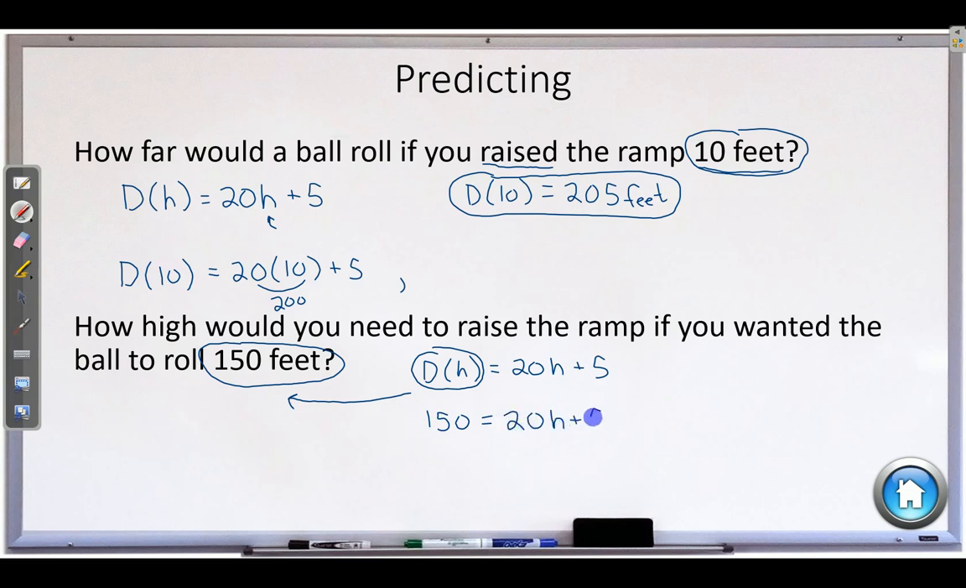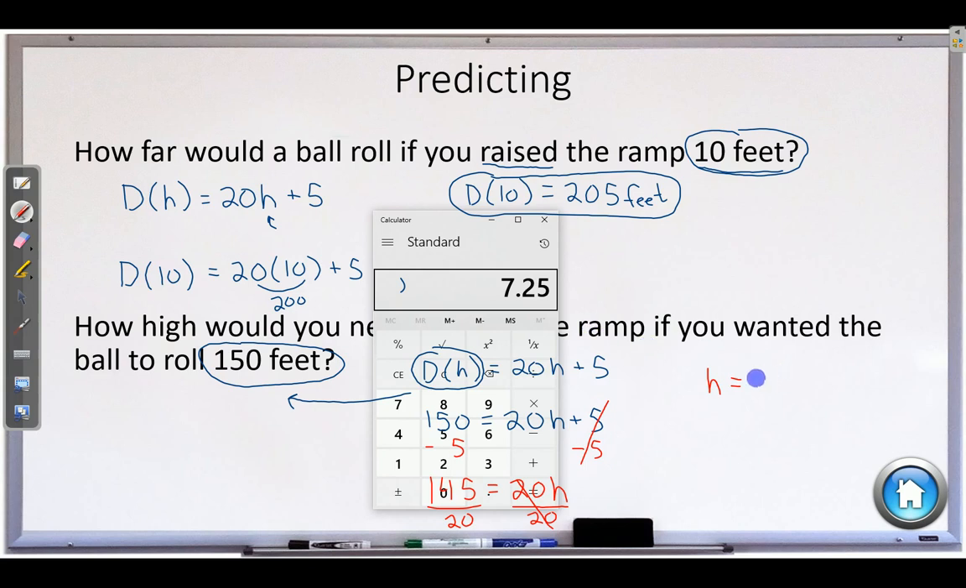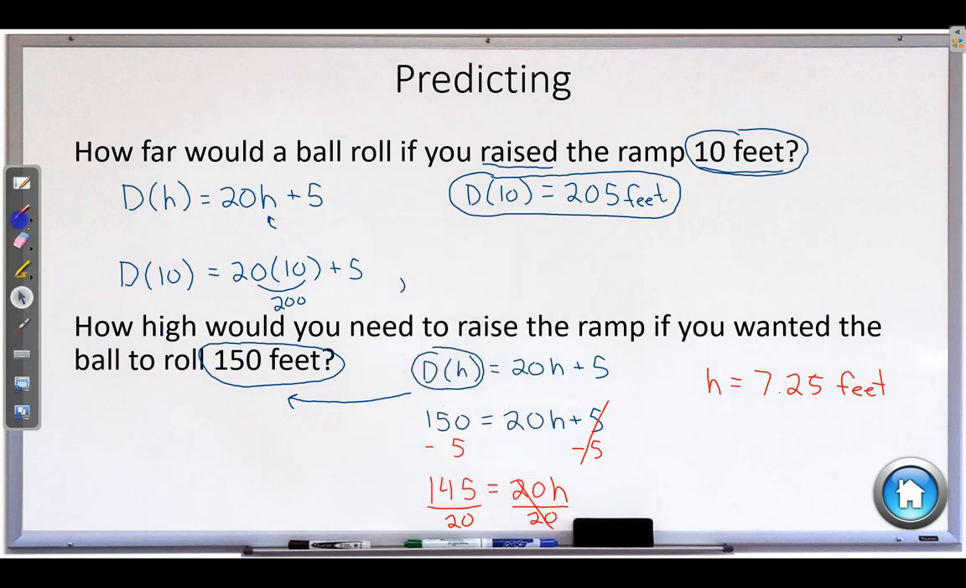20h plus 5. And again, we only have one variable, so we just have to solve this. Subtract 5 from both sides, minus 5, minus 5. So we get 145 is equal to 20h. Divide both sides by 20. Divide by 20. That goes away. You are left with h is equal to 145 divided by 20. So that is 7.25 feet. So that is how high our ramp would need to be in order to have a 150-foot distance for our ball to be rolling.